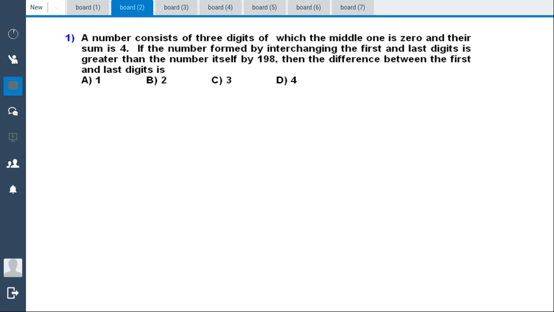So what is given? Given a three-digit number where the middle digit is zero. So therefore, this is going to be of the form A, zero, B, where B is the unit digit. If I interchange the digits, then I'll get B, 0, A. So what is given? The difference is equal to 198. See, this symbol means difference.